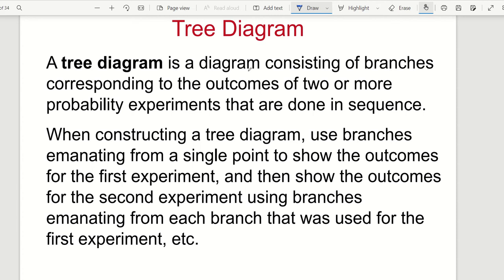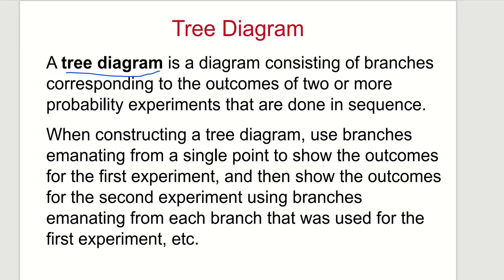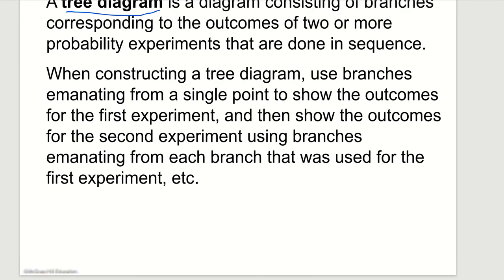A tree diagram is a diagram consisting of branches corresponding to the outcomes of two or more probability experiments that are done in sequence. These are oftentimes very useful when you have things that are not overly large, and they really give us a good illustration of things that are happening. When constructing a tree diagram, you use branches emanating from a single point to show the outcomes of the first experiment, and then to show the outcomes from the second, with branches that emanate from each one of them, etc.